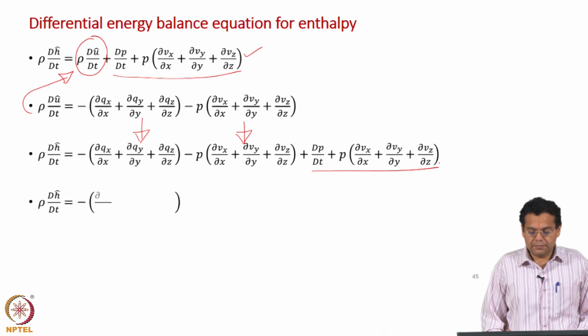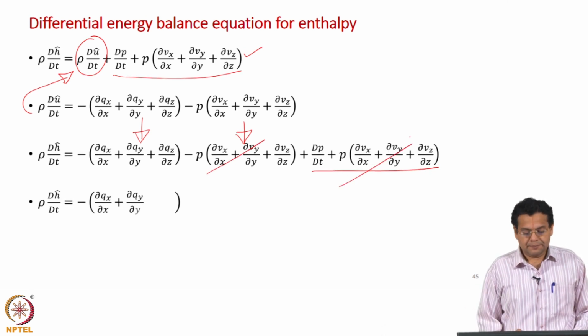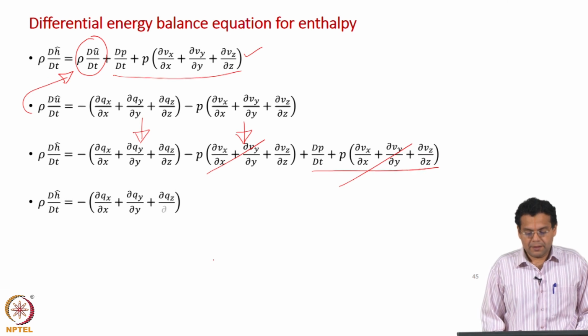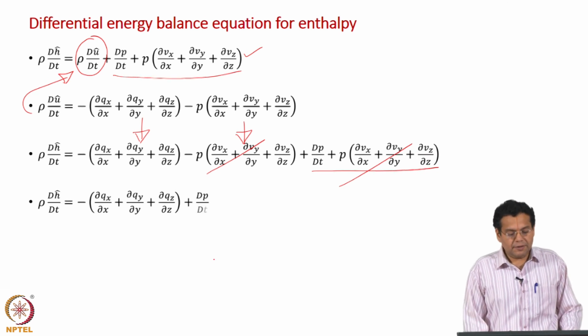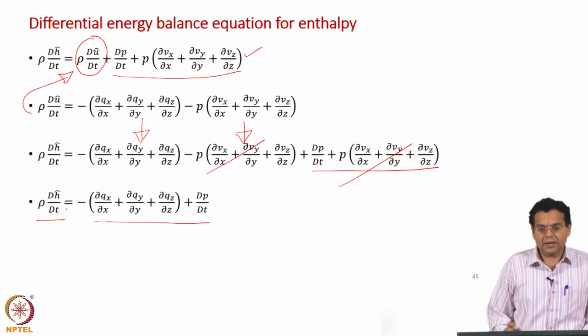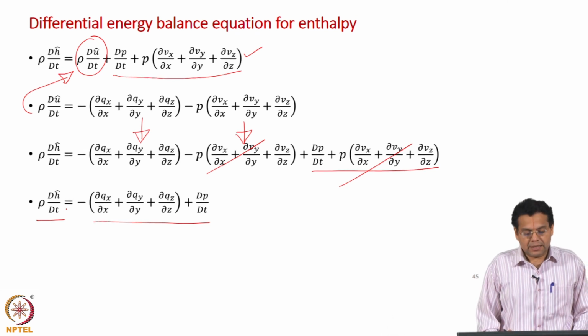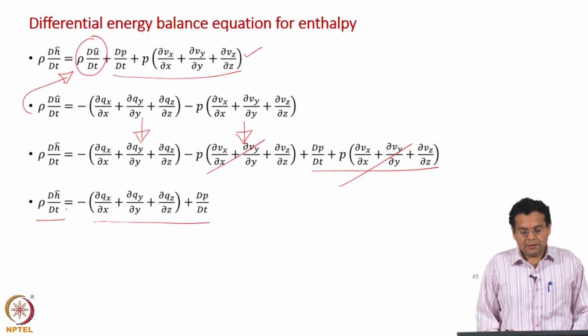And these two terms cancel each other, leaving us with these two terms only. Okay, so, we have rho dH cap by dt on the left hand side, and then the rate of heat input term, and then substantial derivative of pressure. The first time we are coming across substantial derivative of pressure.